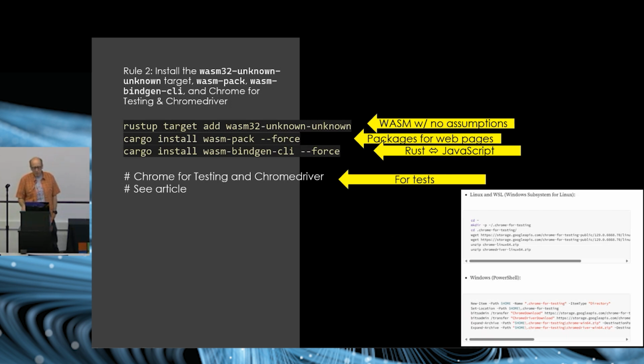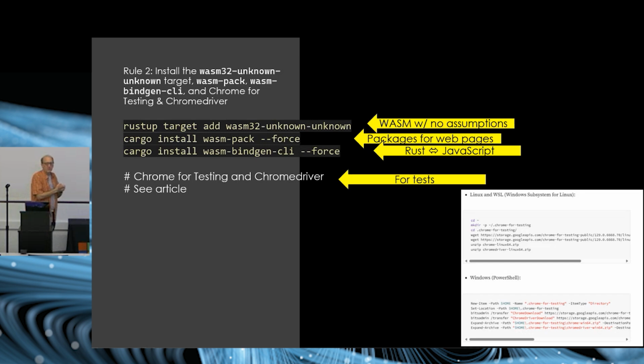We'll also need some tools, which we can install with cargo install. So wasm-pack, among other things, has the ability to package up a program and set it up in a format that's usable by JavaScript. And wasm-bindgen-cli defines the interface so that, to the degree that it's possible, JavaScript can talk to Rust, and Rust can talk to JavaScript.